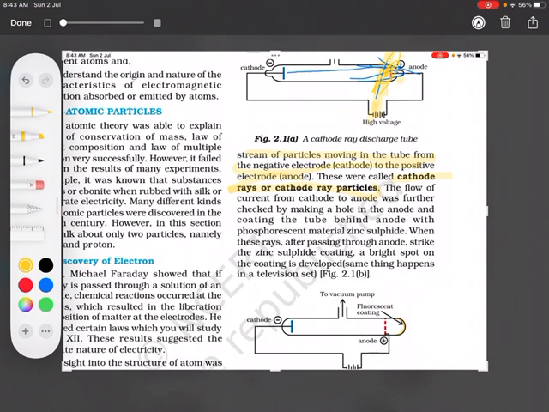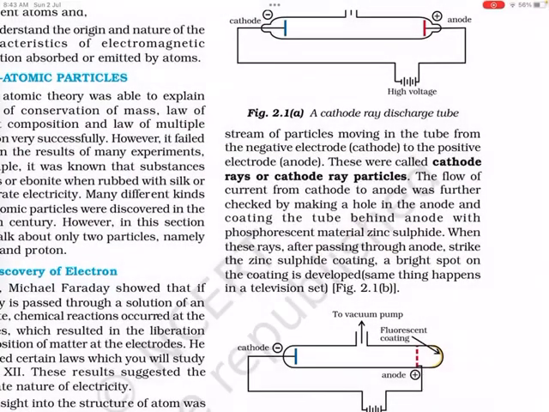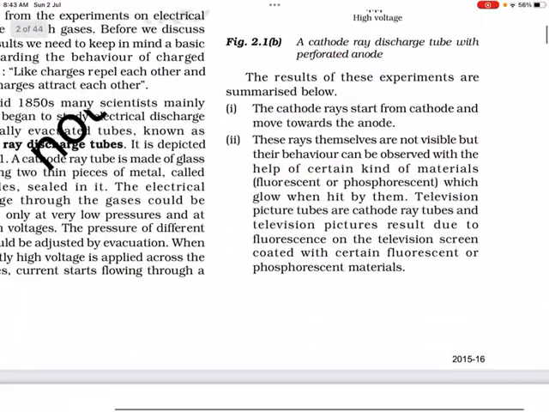This is actually done in the TV. You know TVs, and in that also it is done. The summary is given here. The results of these experiments are summarized below. The cathode rays start from the cathode and move towards the anode.